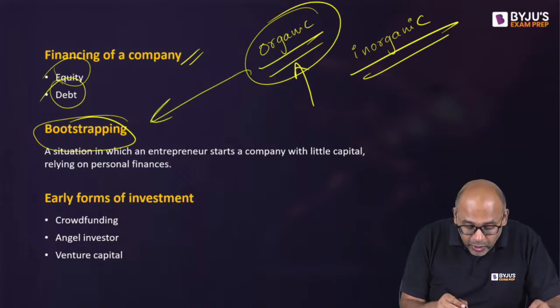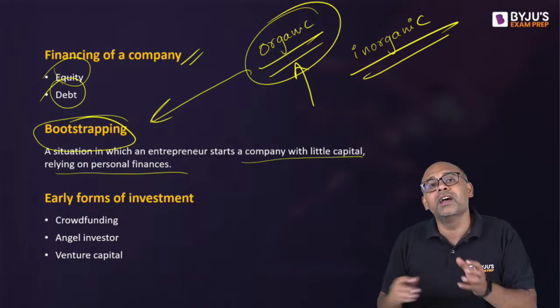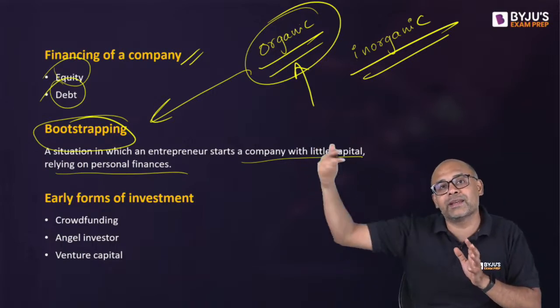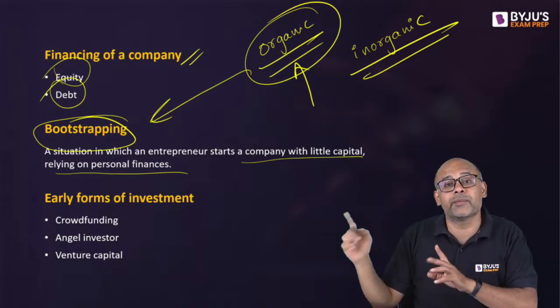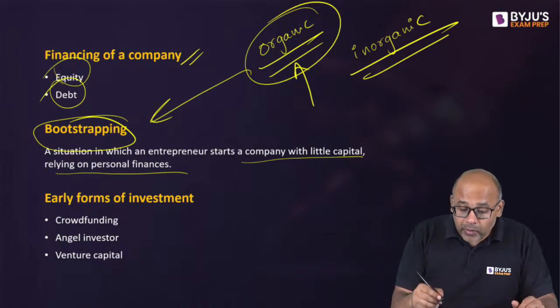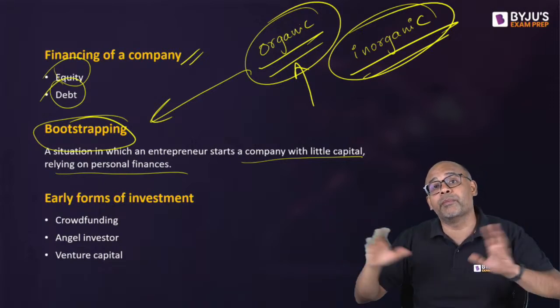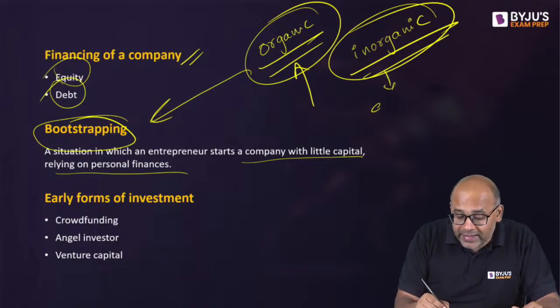Bootstrapping is a situation in which an entrepreneur starts a company with little capital, relying on personal finances. So you start small and then try to make something out of it, keep growing, next step, next step, which is time consuming. Bootstrapping is time consuming, organic is time consuming. Now what is inorganic growth then? Inorganic growth is basically taking external help, not necessarily help. Inorganic growth comes when you have external involvement.